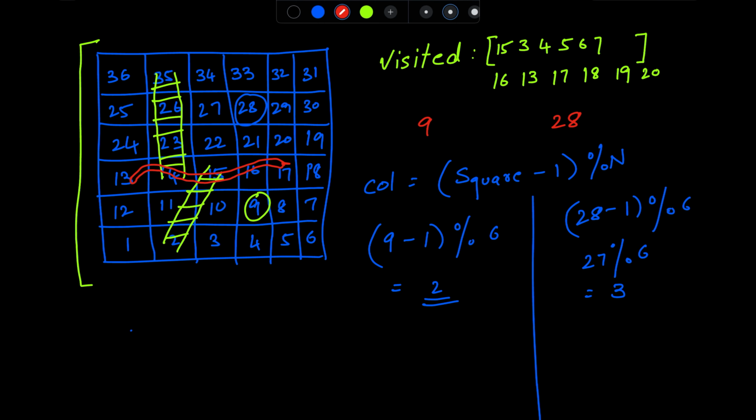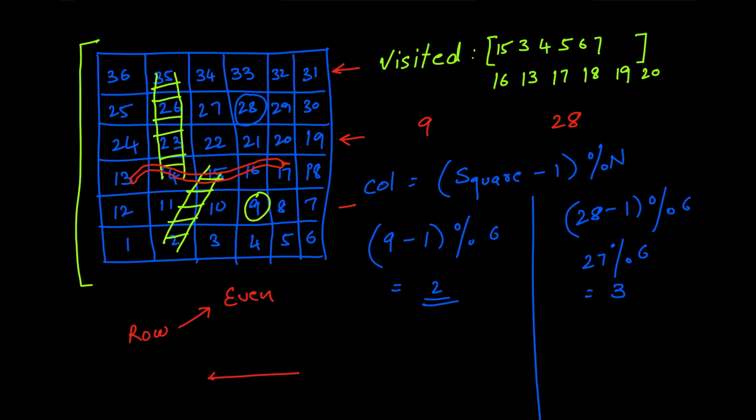This is because of the direction of the row. If it is moving from left to right, the conventional formula will work. But if it is moving from right to left, the conventional formula will give us incorrect results. If you look at all of the rows which are not following the traditional direction, that is moving from right to left, they are all even rows.